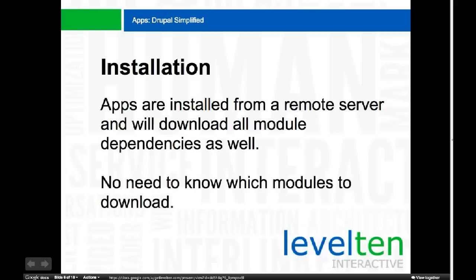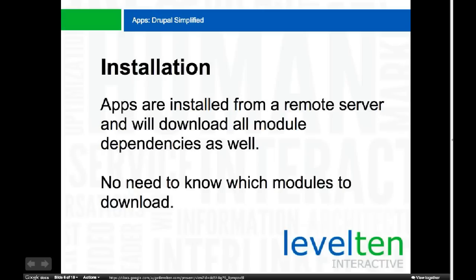So the other cool thing is you no longer have to worry about what modules you need for an app. An app will go out to Drupal.org or wherever you send it and say, I need these 20 modules, and it'll just download all the modules right to your site. You don't even see it. Well, you do. It says 1, 2, 3, 4, 5, 6, 7, 8, 9, 10, and so on. Done. That's it. So you don't have to worry about that either.